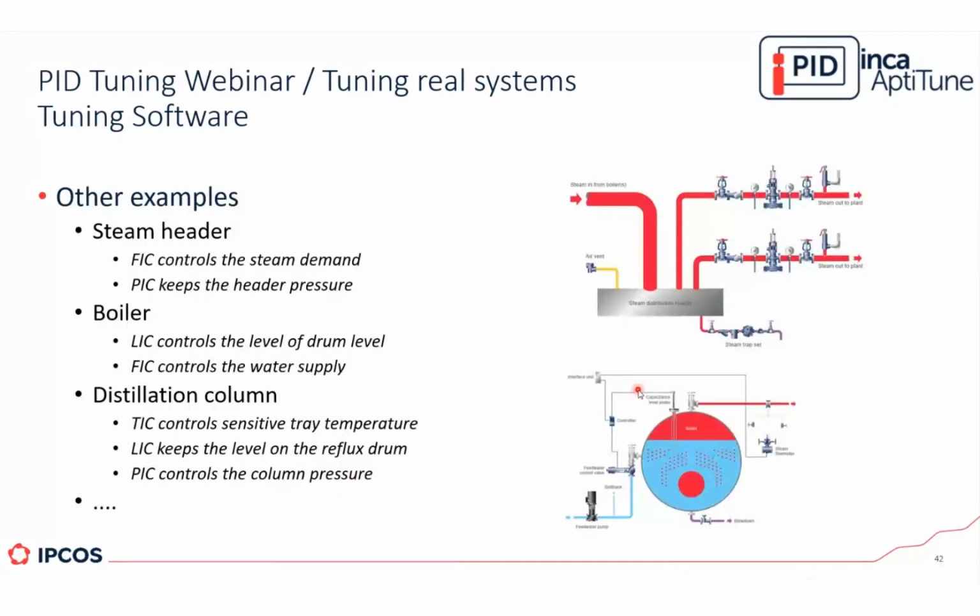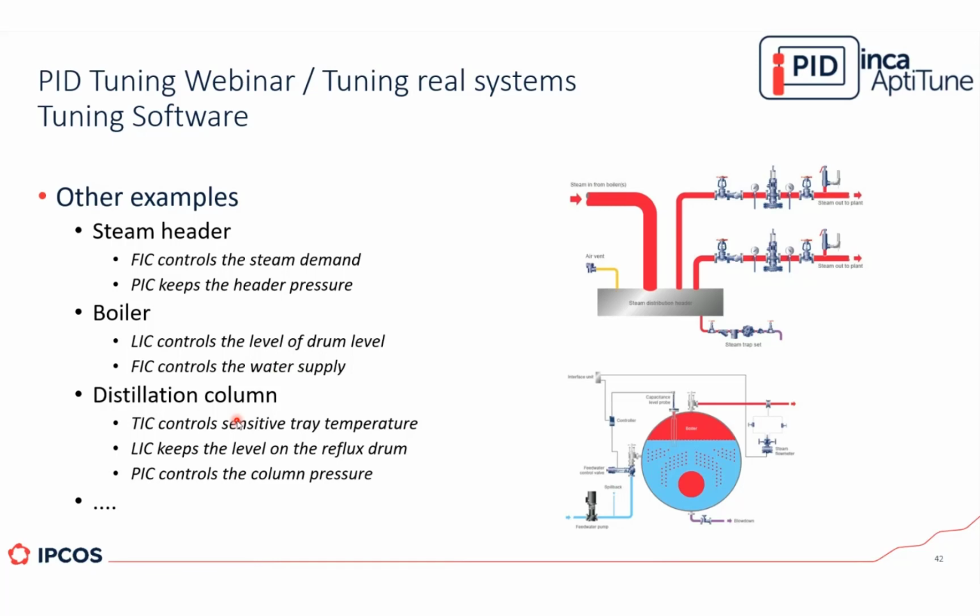And these multivariable problems, or these multivariable responses, are common to see in different processes, right? You can see that in steam headers where you have flow controllers and pressure controllers. You can see in boilers, you can see even in distillation columns. So it's very easy to find this multivariable problem in real processes, okay?